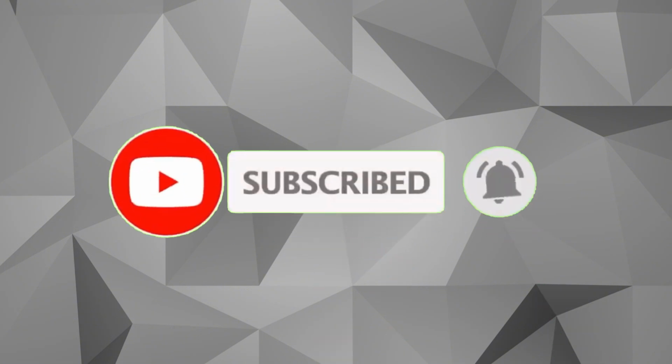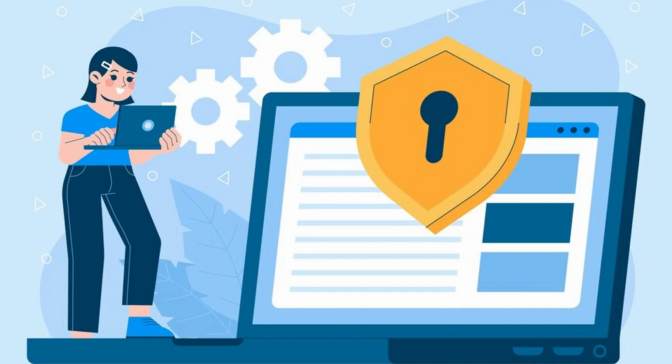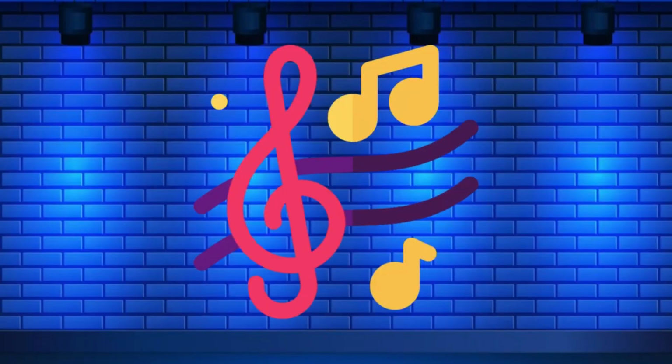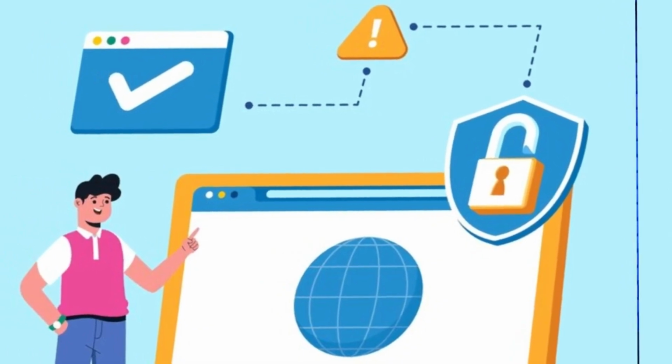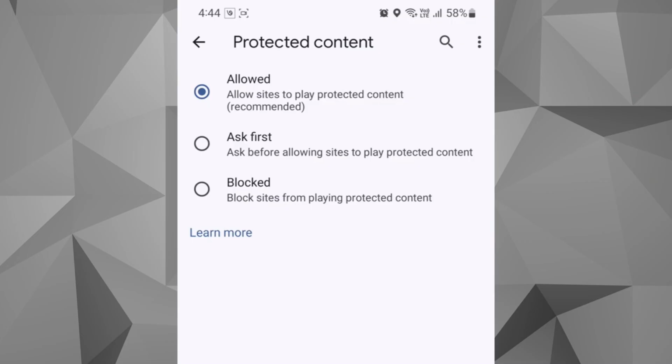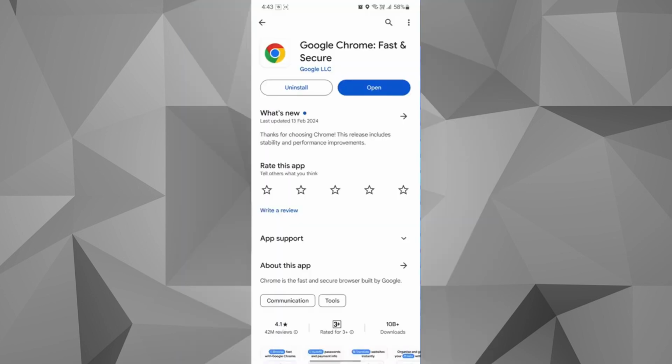DRM is a technology that controls access to digital media, including movies, music, eBooks, software, and games. It encrypts content to manage who can access and use it. In Google Chrome, enabling protected content helps prevent unauthorized copying and distribution.